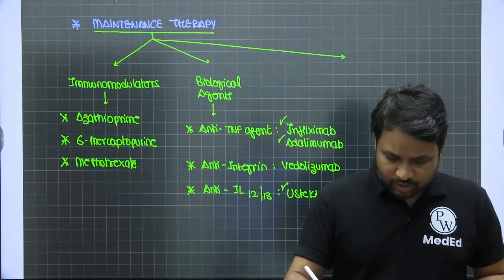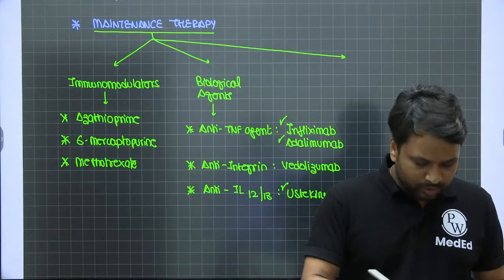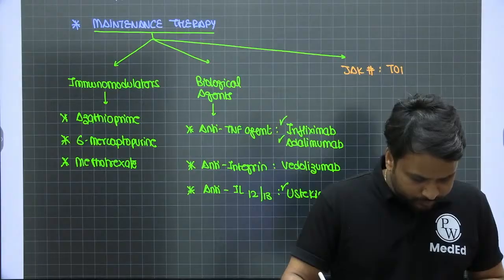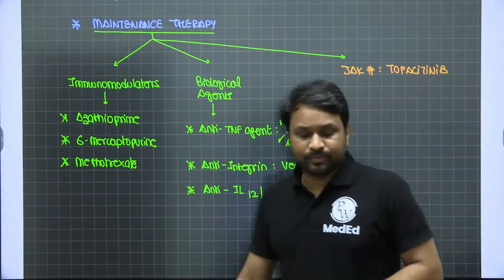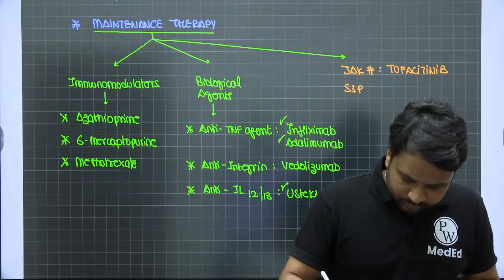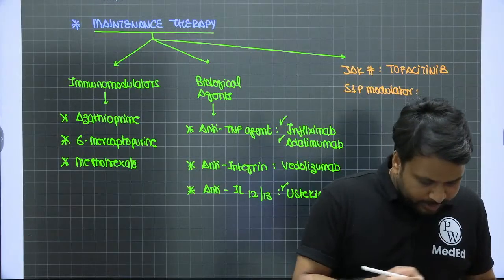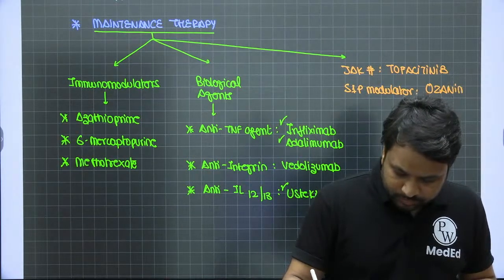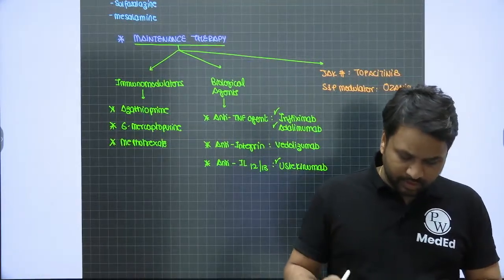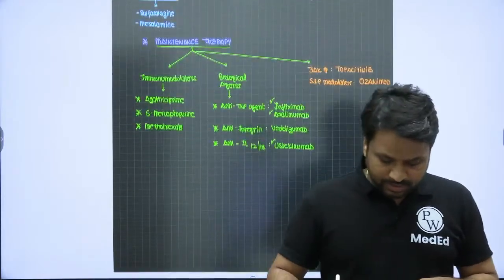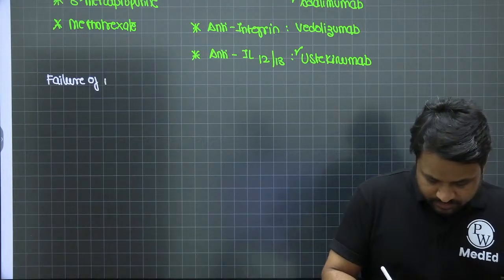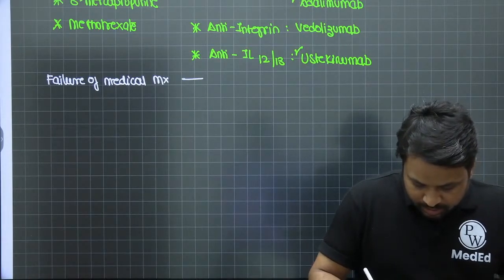The other drugs, which your pharmacologist will tell you in great detail, are the small molecule drugs, for example JAK inhibitors. Tofacitinib is the JAK inhibitor which is approved. Then another one is, I think, the S1P modulator, ozanimod. All these are in the maintenance therapy, right? Now, if the patient fails the medical management, then goes to surgical management. If there is failure of medical management, it will lead to surgery.